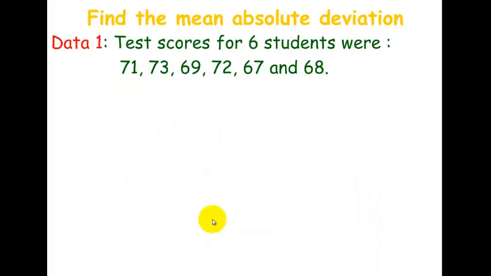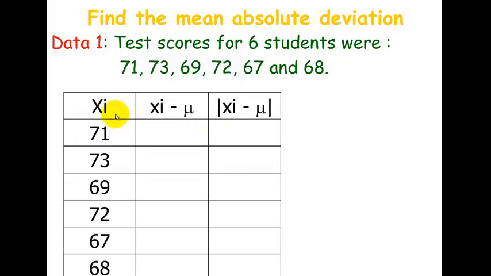Alright, let's have another example. So test scores for 6 students were 71, 73, 69, 72, 67, and 68. Let's find the mean absolute deviation. Okay, so we have here 3 columns. List all the test scores in the first column.